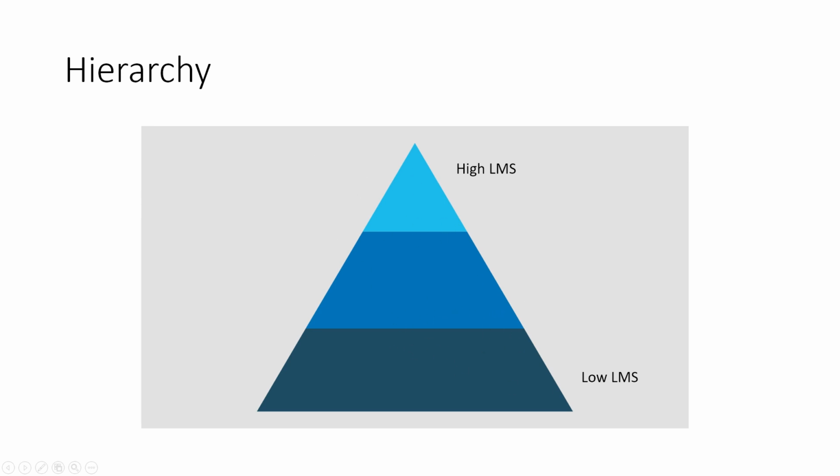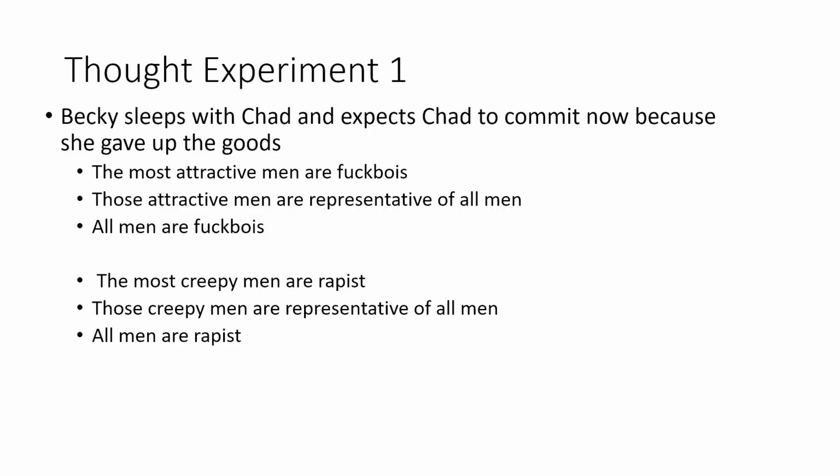Okay, so they will sometimes take the behavior of these high LMS men and extrapolate it down to the bottom non-top 20% men. So let's do a thought experiment here. This is kind of a dumb thought experiment, but hey, it works. We have thought experiment 1 here. Becky sleeps with Chad and expects Chad to commit now because she gave up the goods.